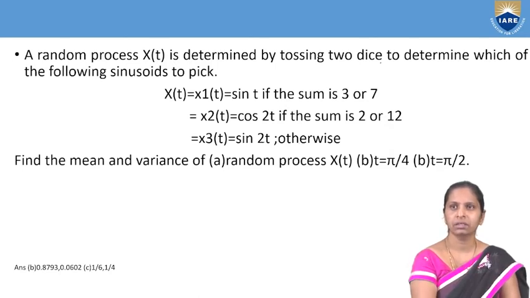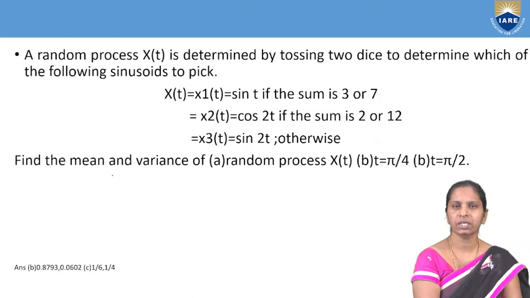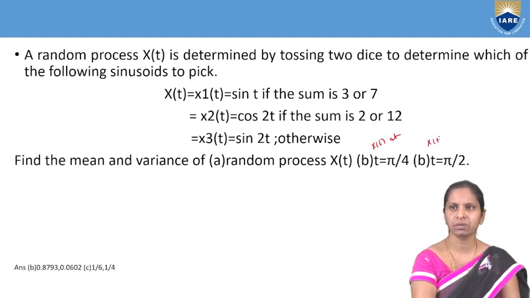It means other than the sums 3, 7, 2 or 12, for the remaining sums I have to assign the time function sin 2t. So what do I have to calculate here? Find the mean and variance of the random process X(t). And also you have to calculate the mean and variance of the random process X(t) at t equals pi by 4, and similarly the mean and variance of X(t) at t equals pi by 2.